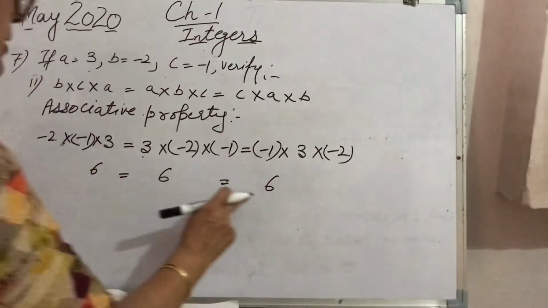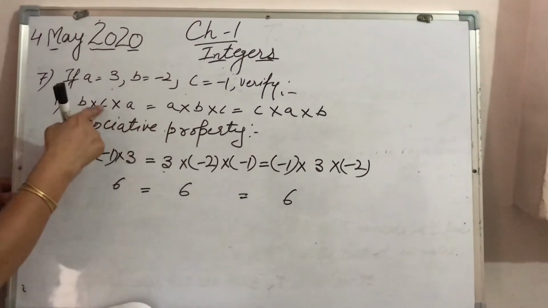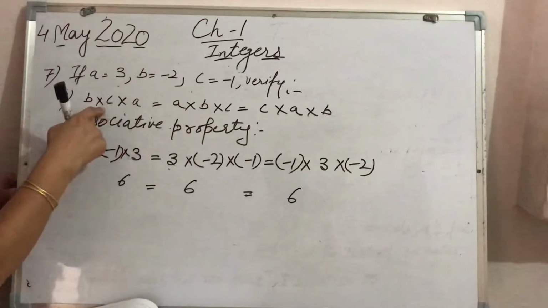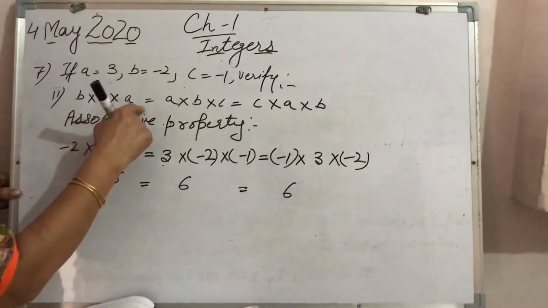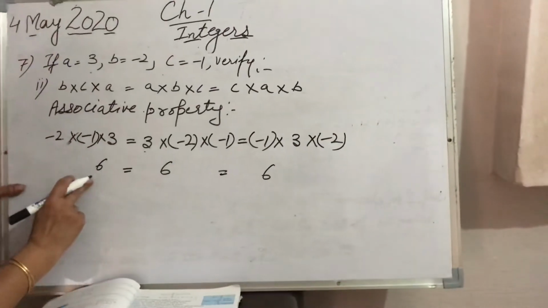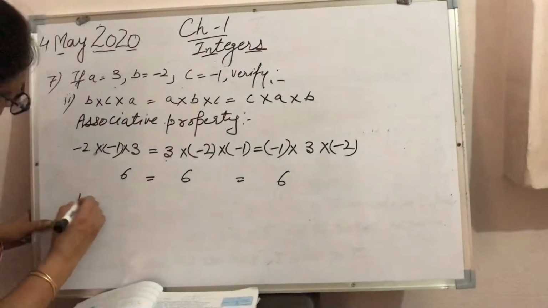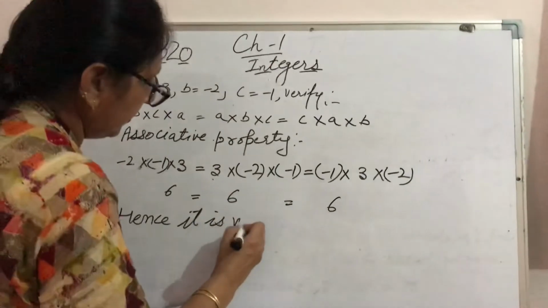So 6, 6, 6. It means we have proved that if integers are there and their orders are changed, the answer will remain the same. We changed their orders, B C A, then A B C, then C A B. So all the answers are 6. So this is what we had to verify. Hence it is verified.